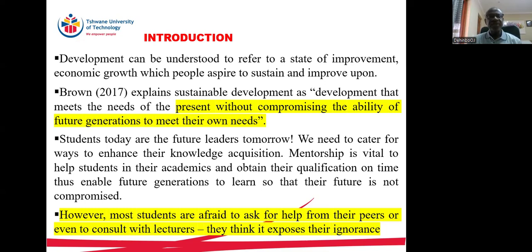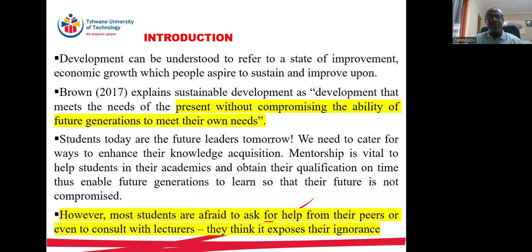So we need to cater for ways that will ensure that their knowledge acquisition is in progress. Mentorship is a vital way that we can use to help students in their academics and to obtain their qualification on time, especially as they need to keep on learning so that their future is not compromised. However, the problem here, especially in our background, is that most students feel shy to ask questions in class.